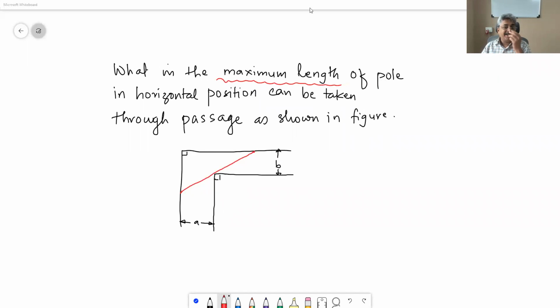I mean, it is in horizontal, you cannot make it vertical or something like that. It has to be taken in horizontal position. If it is too long, it will not pass through this. If it is too small, then we are not optimizing. We are supposed to optimize and find out what is the maximum length of pole.